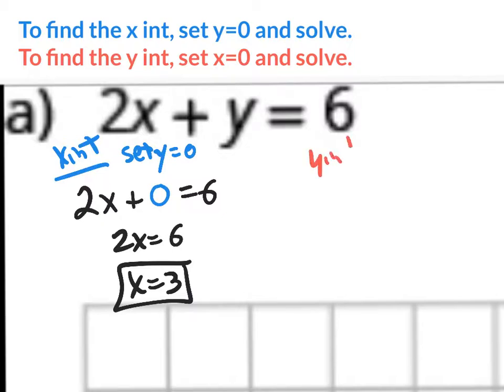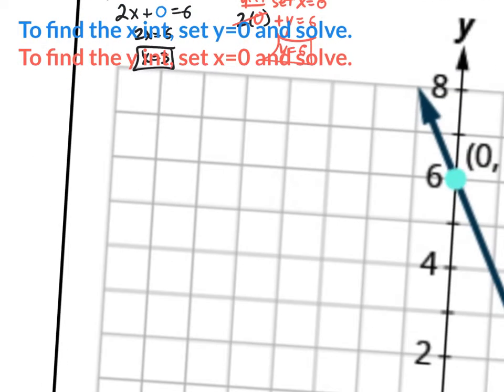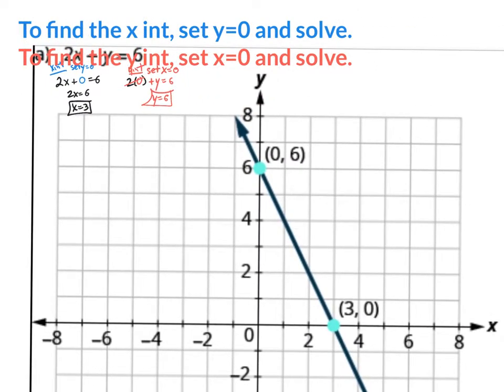The y-intercept, we're going to find that by setting x equal to 0. So the equation is 2 times 0. You're going to put an x right there because you're setting x equal to 0. Plus y equals 6. And you end up with 2 times 0, that's nothing, so y equals 6. So I know that my line, even though I'm not looking at it right now, will cross the x-axis at 3 and the y-axis at 6. Just plug in 3 into x.